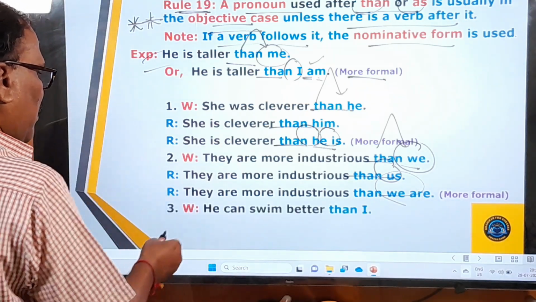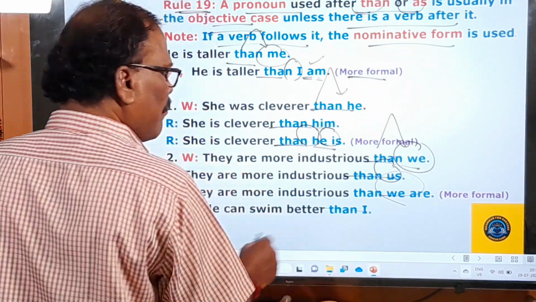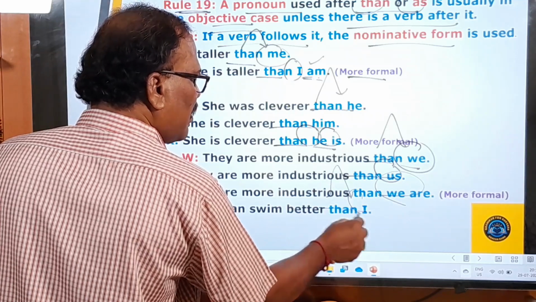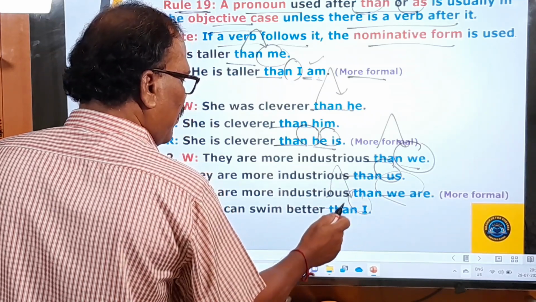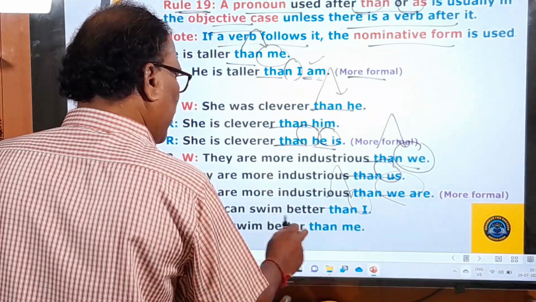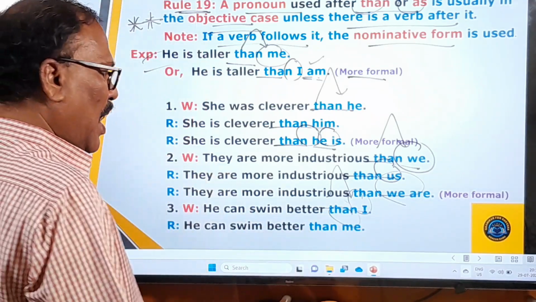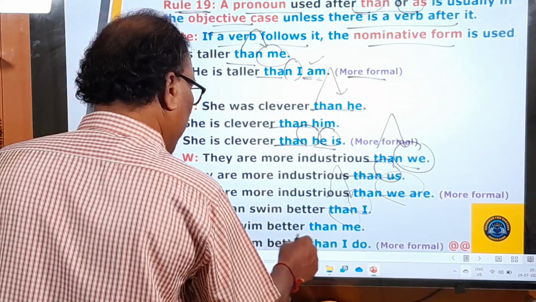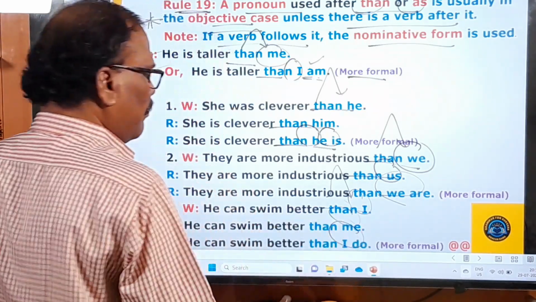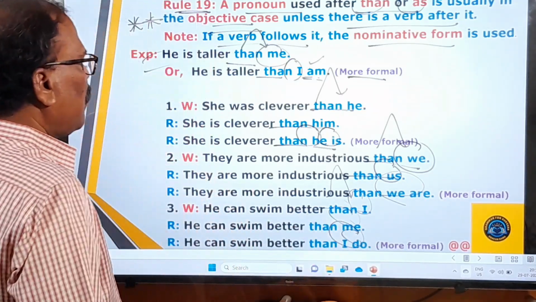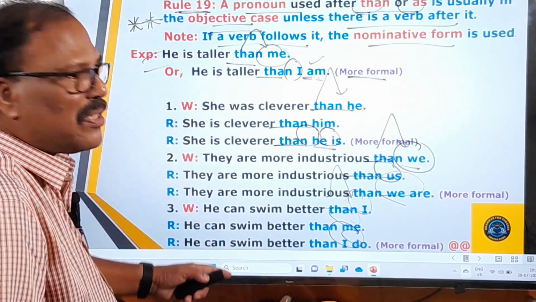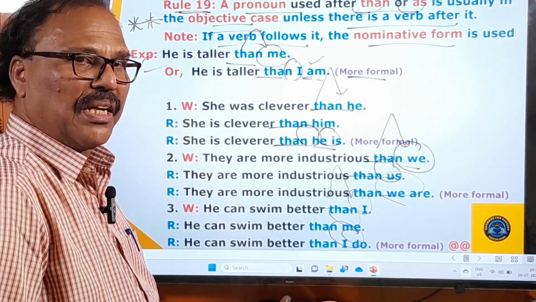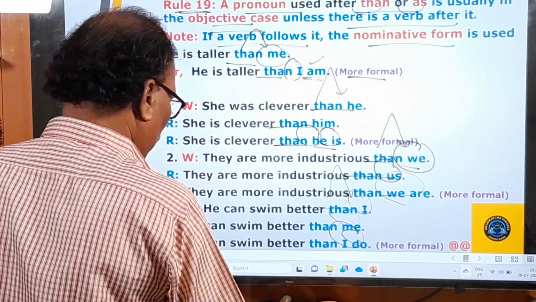One more example. He can swim better than I. After "than," the subjective case pronoun is used wrongly. You have to say, he can swim better than me. That is right. And if there is a verb, then you can say I. You can say, he can swim better than I do. Do is a verb. So in this way, please watch this slide again and again so that you can understand this perfectly well.